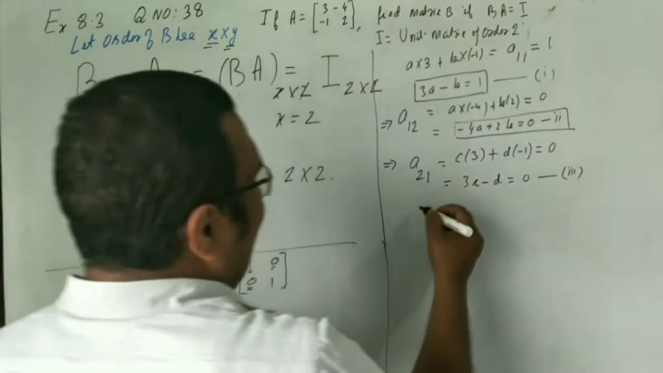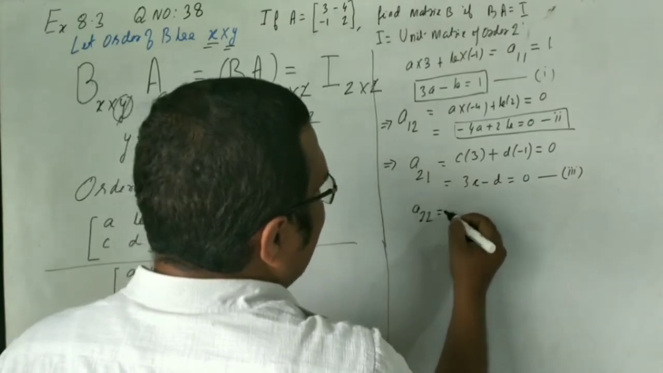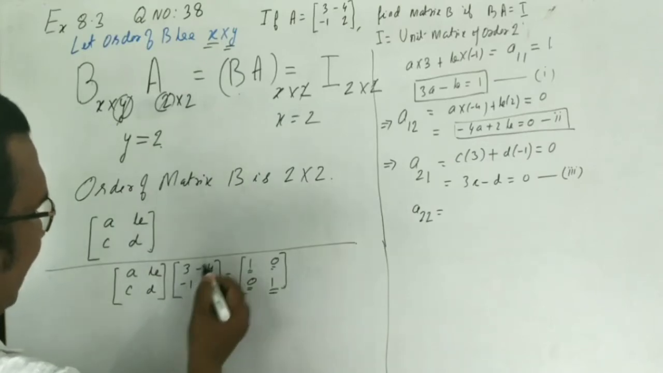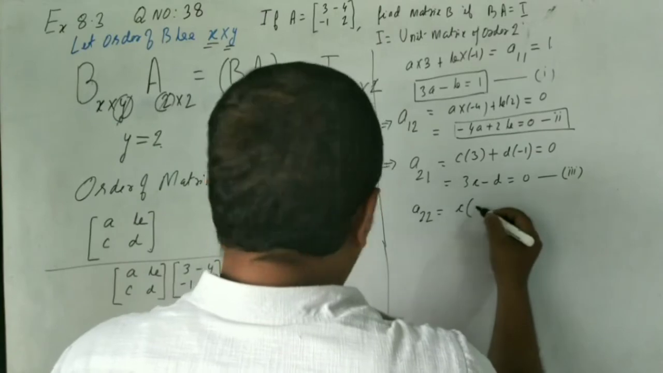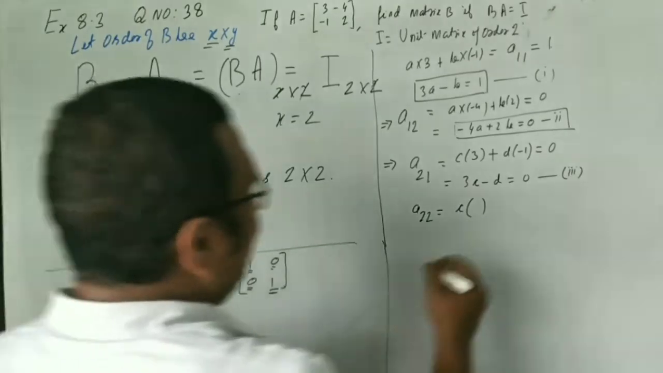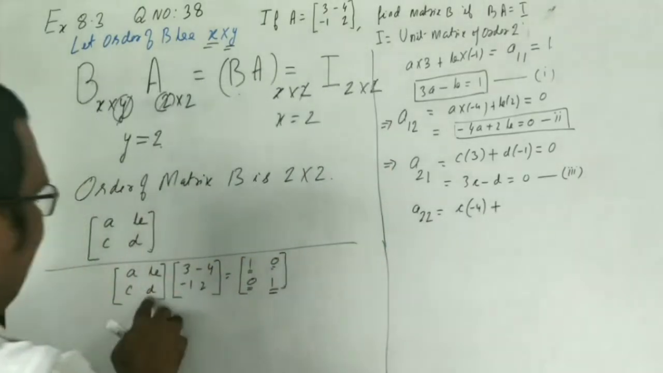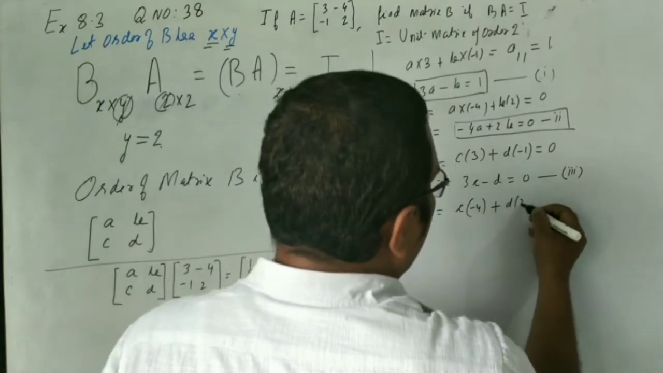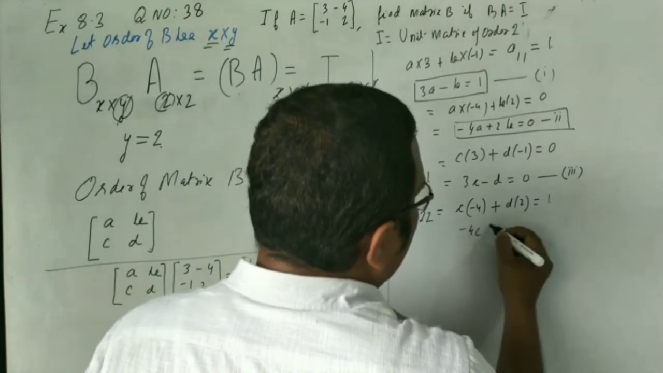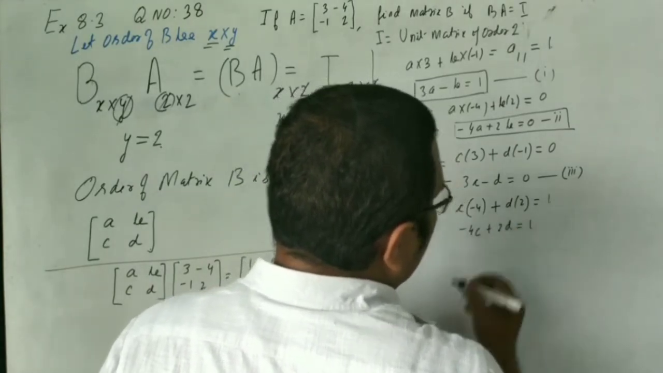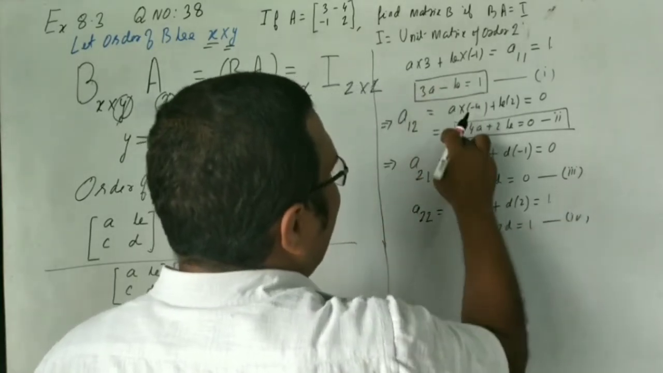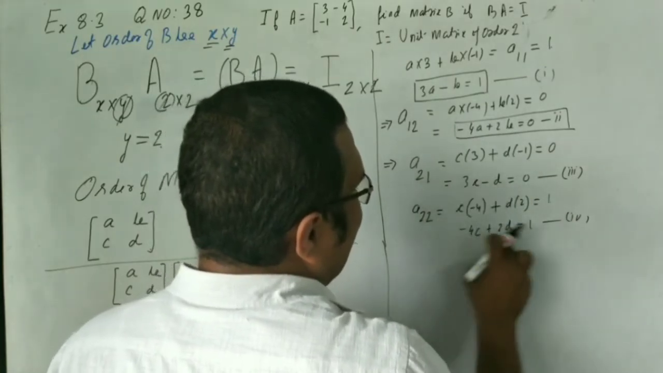And then I have second row and second column. c into minus 4 plus d into 2, and this is equal to 1. I have minus 4c plus 2d is equal to 1. This is the fourth equation. So by solving the first and second, I get a and b, and by solving the third and fourth, I get c and d. That I will do it now.